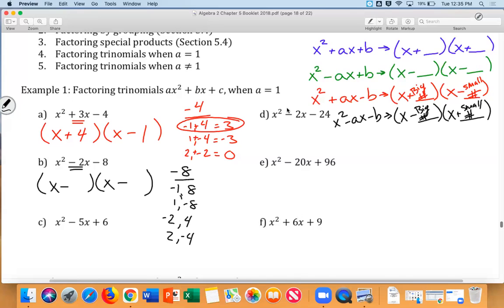Now, I just gave you the patterns. I didn't have to give you the patterns. I did it because I feel it helps out a little bit. It gives you a place to start. Okay?